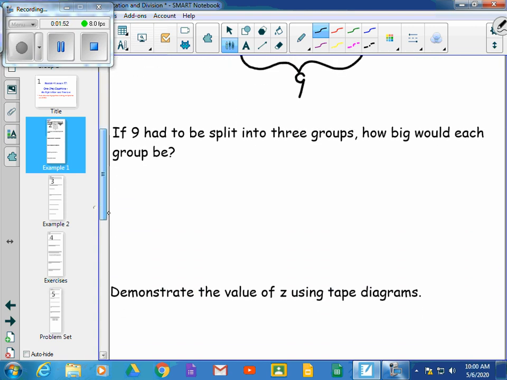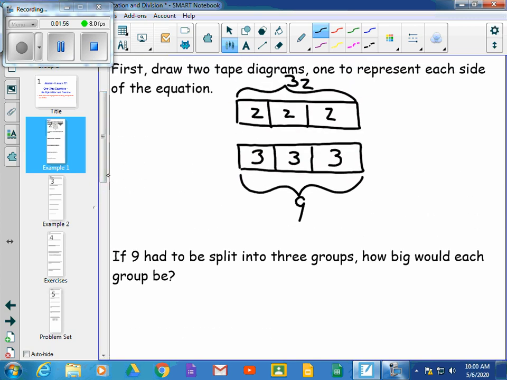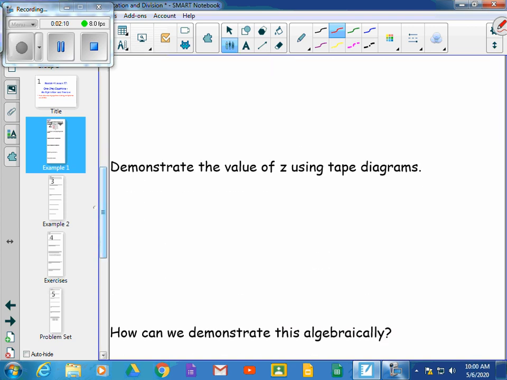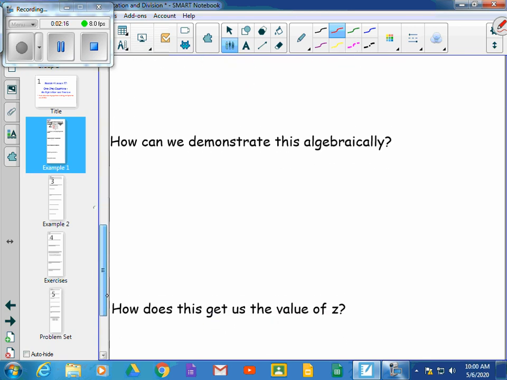And then it says, demonstrate the value of z using the tape diagram. We can see from our tape diagram that the z here is the same size as this piece right here. So we can say that z is equal to 3. So that's how we do it with the tape diagram.